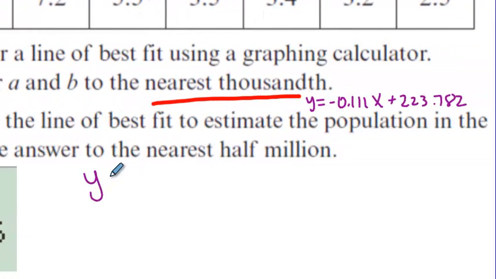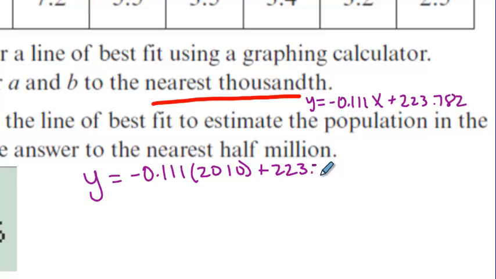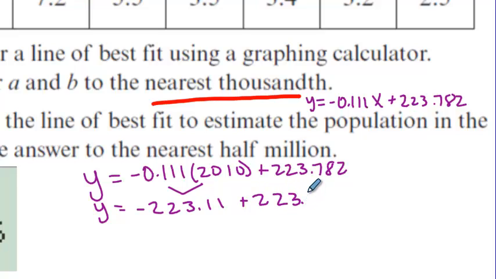X. So I have Y equals negative 0.111 times 2010 plus 223.782. Follow your order of operations. So when I multiply, what do I get? Negative 223.11 plus 223.782. So what's Y equal to?